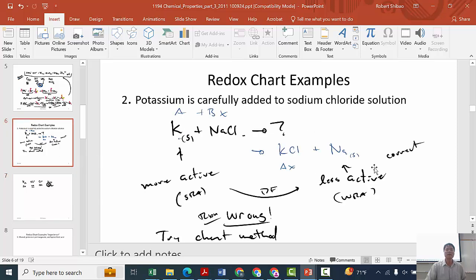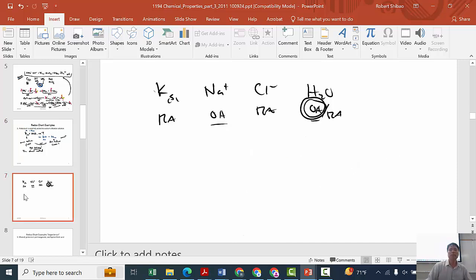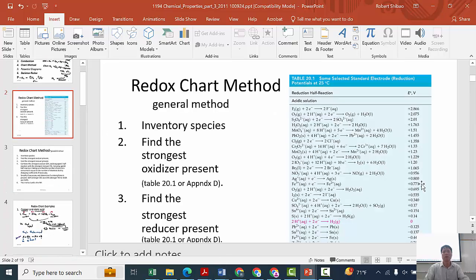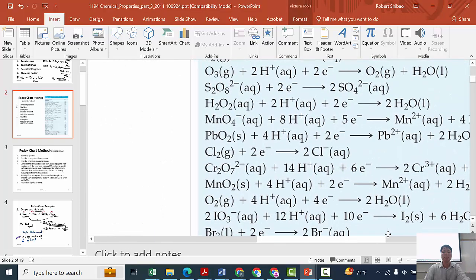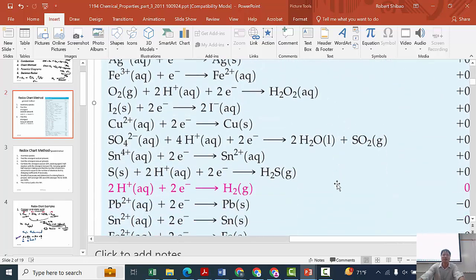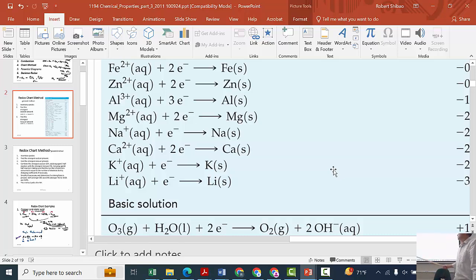What did single replacement predict as the oxidizer? Sodium ions. You see that? What's the strongest reducer? So we have three reducers: potassium metal, chloride, and water. So we're going to go back to that. Actually, I'm going to go back to this chart in here because I need to mark something up. So the strongest reducer is lithium. And then take a look. What's number two? Number two is potassium metal. So potassium metal is the strongest reducer present.